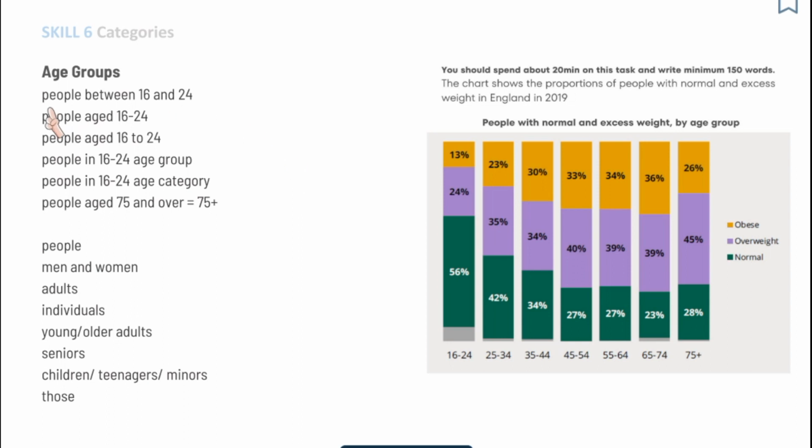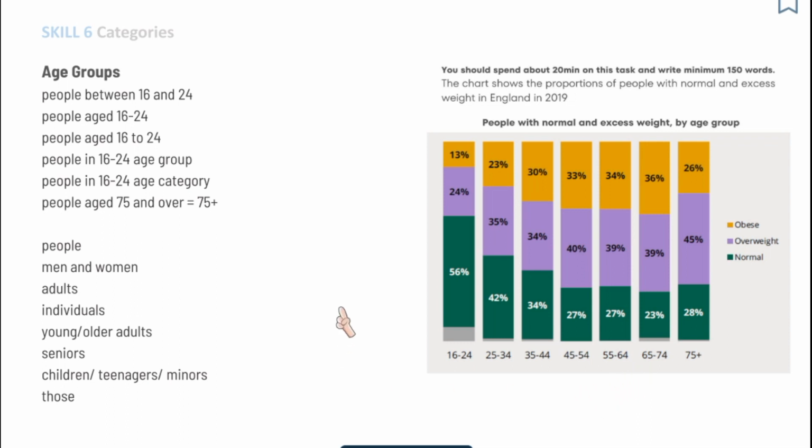For example, people between 16 and 24, people aged 16-24 with a dash like this, people aged 16 to 24, people in 16-24 age group or age category, and people aged 75 and over for categories like this, 75 plus. Here we have 75 plus.